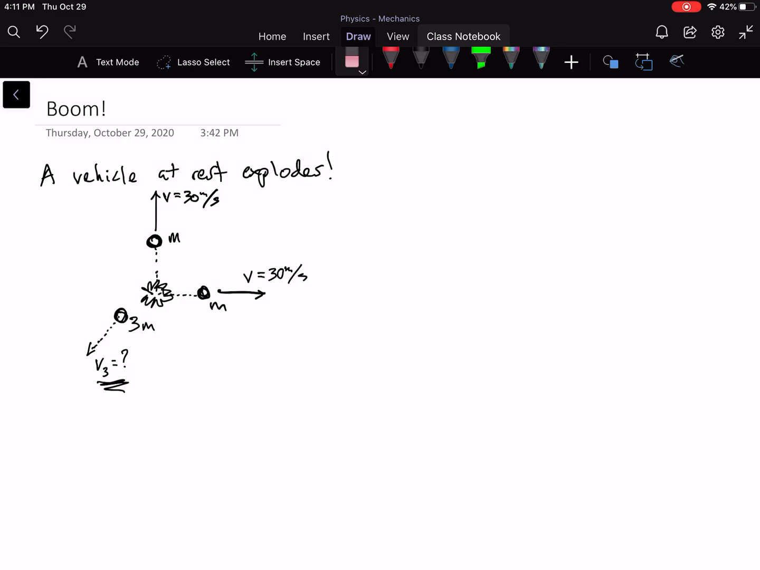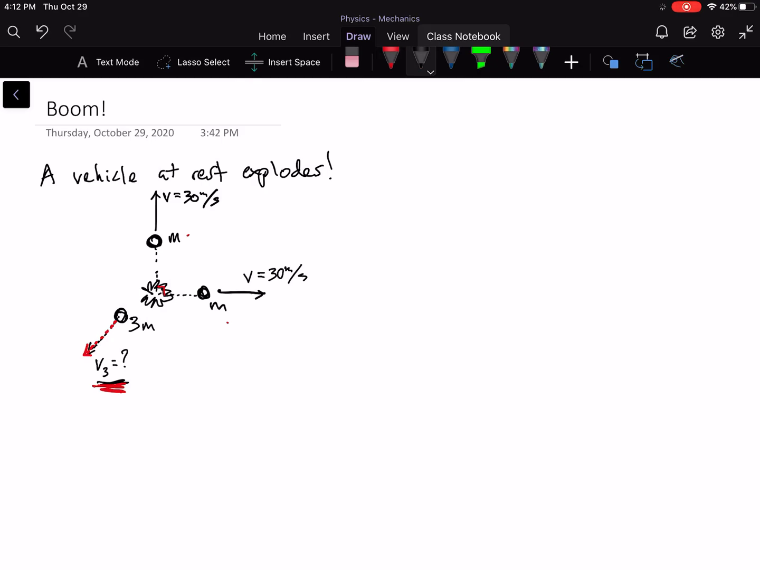We've got two masses, here and here, that have velocities of 30 meters per second in magnitude, but at right angles to one another. And then we've got a third piece that we're given is 3 times the mass of the other ones. We're not told what the masses are, but we know that this one's 3 times as massive. And we want to know what is its velocity, magnitude, and direction. Now I've sketched in a little guess about where its velocity might have to go, but we're going to find out what it exactly has to be.